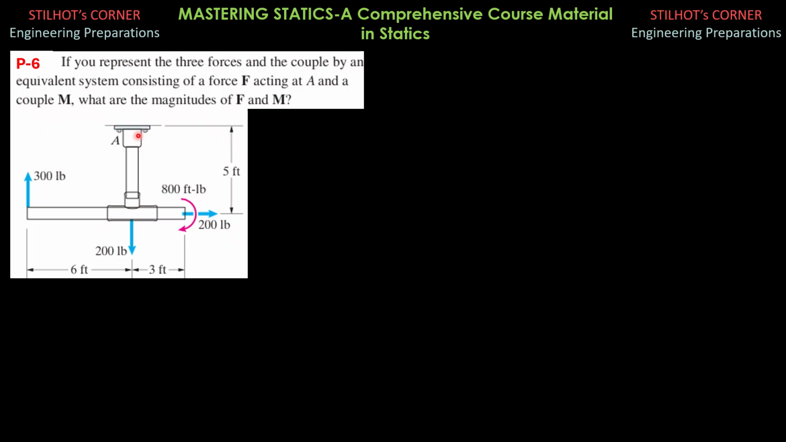Problem 6. If you represent the three forces and the couple by an equivalent system consisting of a force F acting at A and a couple M, these are vectors, what are the magnitudes of F and M? So we're looking for the magnitude only. So this time, let's have the sign convention, which is rightward positive and upward positive.